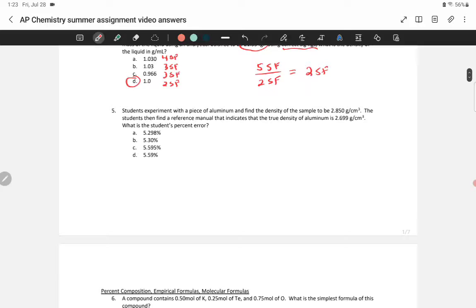Number 5, percent error. Percent error is experimental minus true divided by true times 100 to get it into percentile. So what do we got here? We have student measures that, and the true is that. So instead of me rewriting this again, I'll just pop this into their 2 spots.